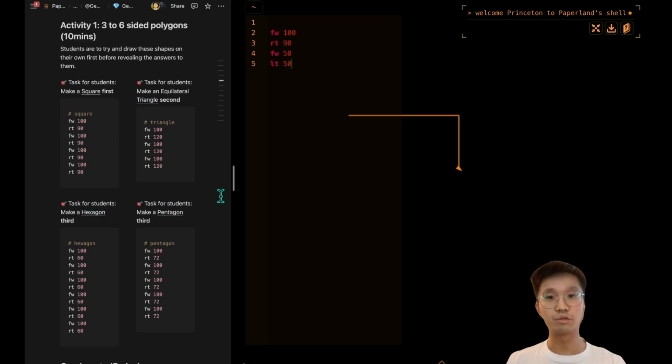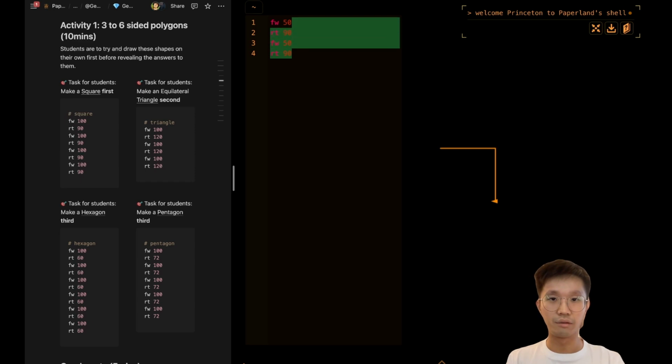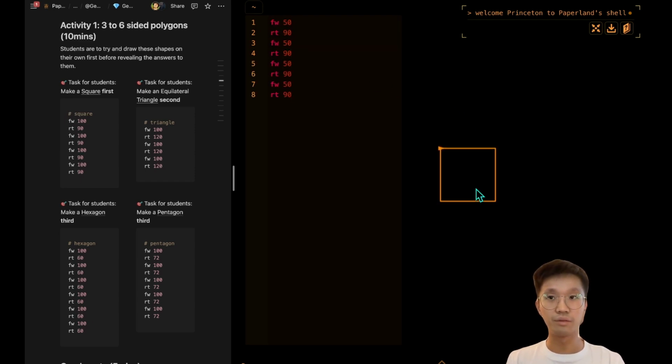Pause the video now to try drawing these shapes for yourself. I'll do the square real quick right here to give you an idea of what it looks like. To draw a square, let's see. It's basically a forward command, followed by a right turn, followed by forward again, and a right turn. And I repeat this 4 times. And there you go, we have a square.